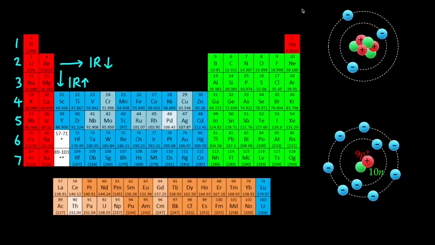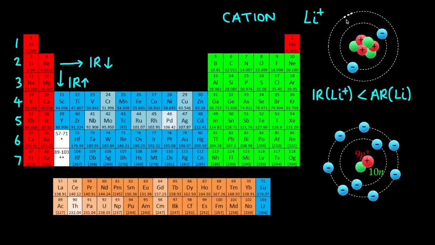Now one thing to note is that if we ionize an atom, such as lithium, we get a positively charged ion, which is known as a cation, and we can see that the ionic radius of this lithium cation is going to be smaller than the atomic radius of the lithium atom, because you either lose a shell where the electrons orbit closer to the nucleus, or you lose an electron which reduces repulsion and pulls the electrons closer to the nucleus.